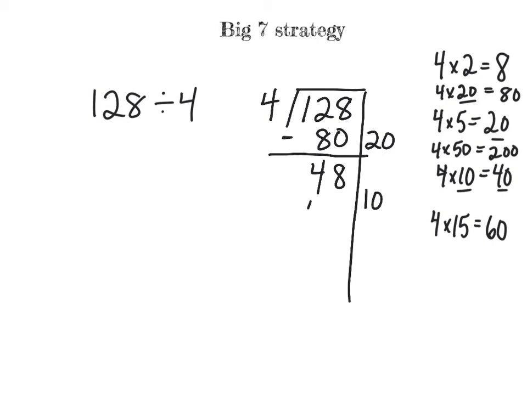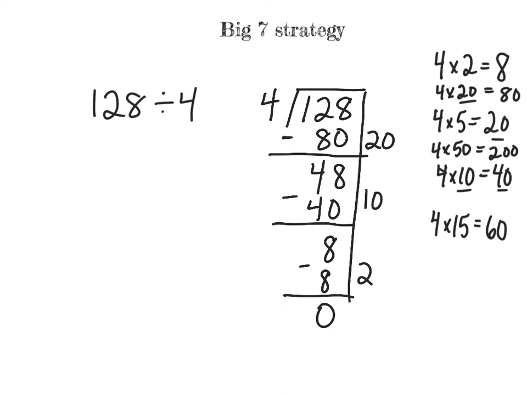10 times 4 is 40. Next we subtract. 48 minus 40 is 8. 4 times what number is 8? Well, I know that's 2. 2 times 4 is 8. We subtract, we get 0. Since we got to a 0, that tells us that there's no remainder.